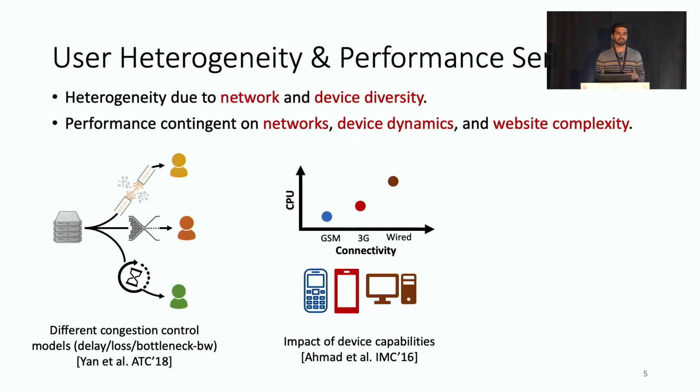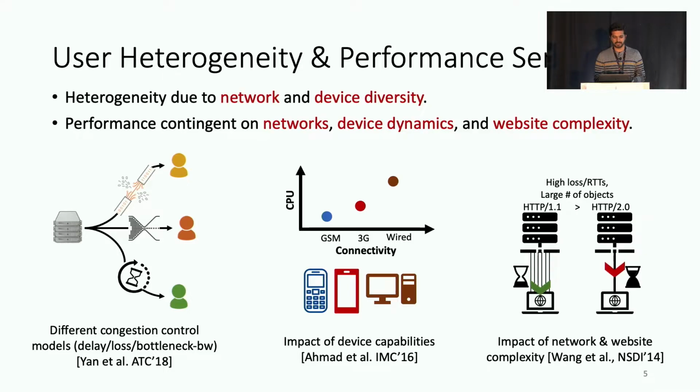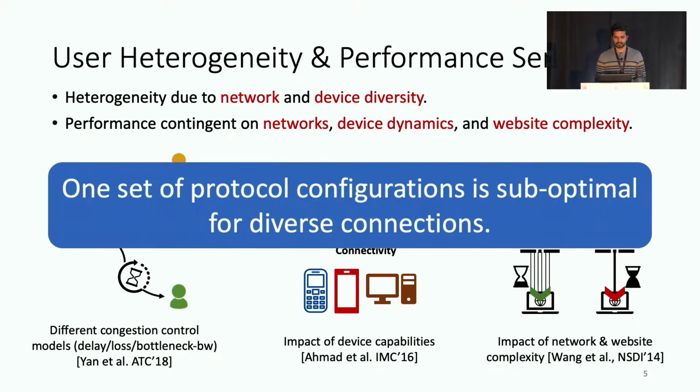Similarly, a number of different device types are used to access the web. And as device capability plays a key role in performance, it's not quite clear what configurations work best across the device spectrum. And third, while one might think that newer protocols are always better, that's not always the case. For example, research shows that if your website has a lot of small objects and your network has higher latency and loss, then HTTP 1.1 actually works better than its successors. This observation broadly applies to a lot of configurations for the L4 and L7 layers. The key takeaway is that one set of protocol configuration is not always optimal for diverse connections.